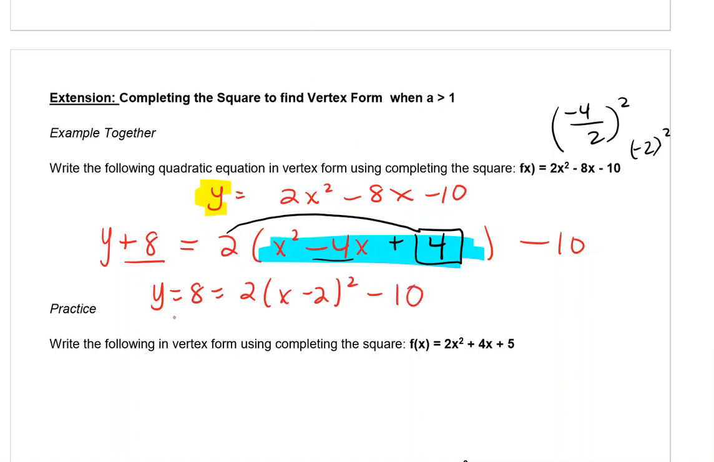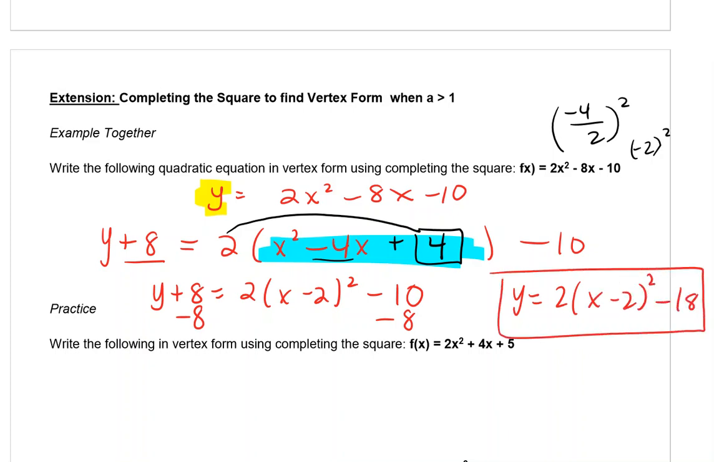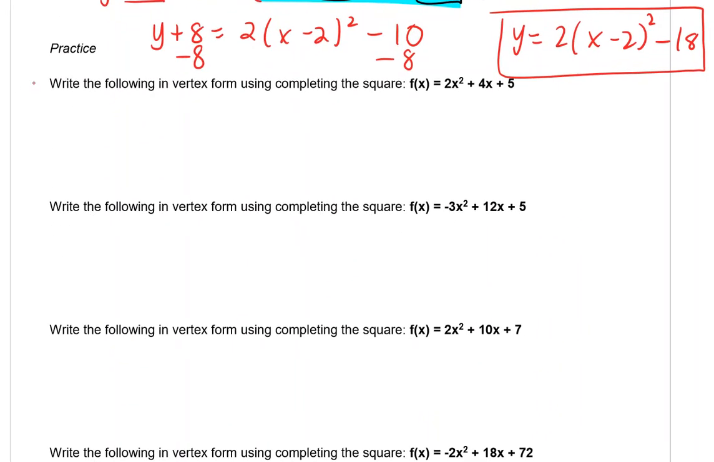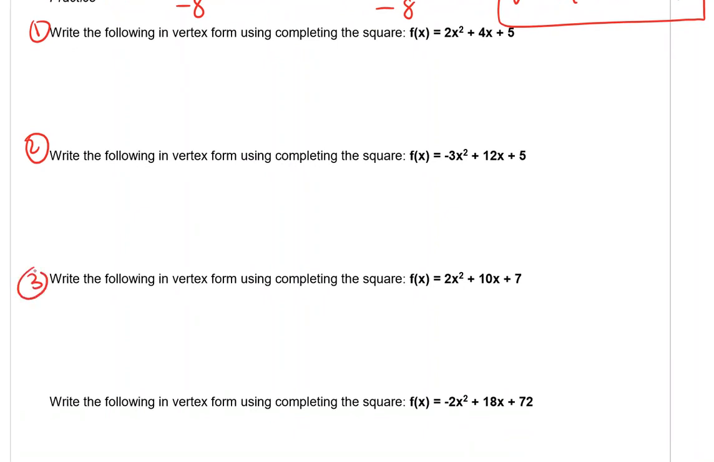It'll be easy. What am I doing? And I subtract the 8 on both sides, and y equals 2x minus 2y squared minus 18.